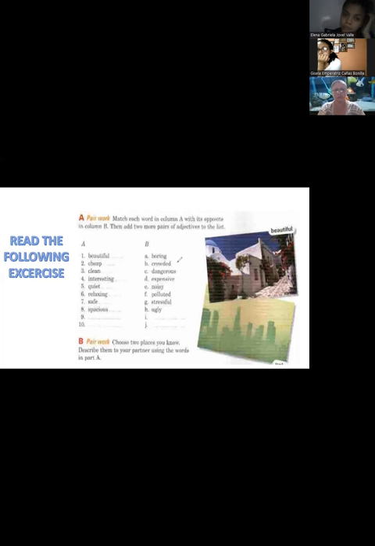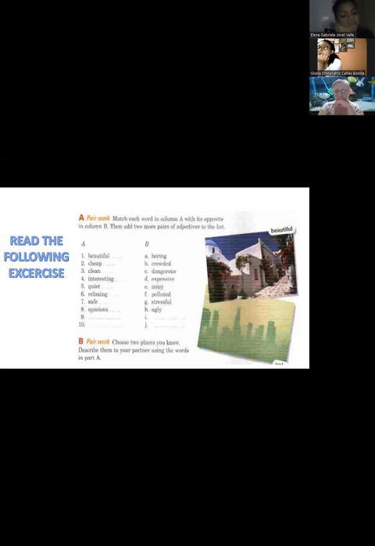You're welcome. Ahora bien, enfóquese también en la pronunciación. Decíamos beautiful, cheap, clean, interesting, quiet, relaxing, safe, spacious, boring, crowded, dangerous, expensive, noisy, polluted, stressful and ugly.